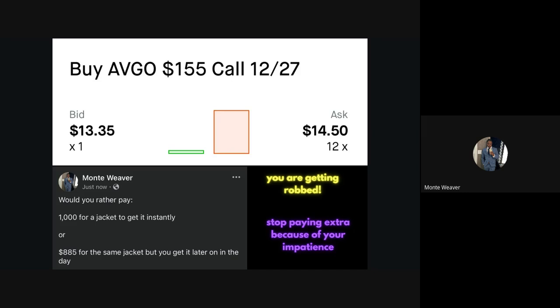You see how wide this spread is? It's $1,335. This is $1,450. It's a very, very wide spread. And as you can see, the red bar is way higher than the green bar, which tells me that the sellers, whoever is selling the contract to me, because I'm the person who wants to buy the contract, have more power.